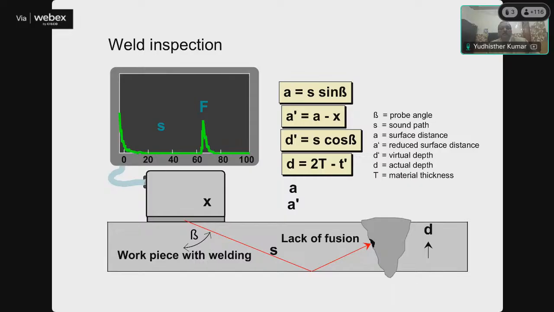An angle beam probe is used, and suppose the angle of the probe is beta. The sound path transmitted from the surface to the defect is S, and the surface distance is A. The reduced surface distance from the center of the transducer is A dash, the virtual depth is D dash, and D is the actual depth of the defect. So using this relation, we can determine the depth of the lack of fusion defect or defect in the welds. So it's commercially usable and very useful for determining the lack in welding applications.